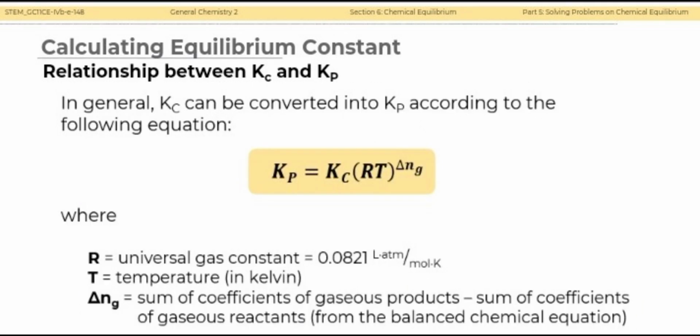In general, equilibrium constant can be converted into equilibrium constant of partial pressure according to the following equation. Equilibrium constant of partial pressure equals equilibrium constant times quantity RT raised to the exponent delta Ng. R is the universal gas constant equals 0.021 liter times atmosphere per mole Kelvin. T is the temperature in Kelvin, and delta Ng equals sum of coefficients of gaseous products minus sum of coefficients of gaseous reactants from the balanced chemical equation.